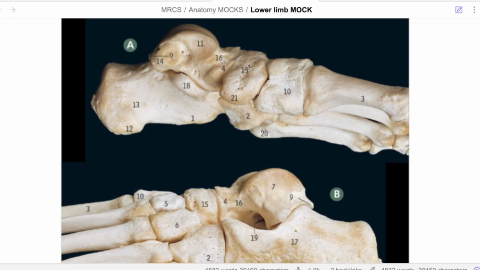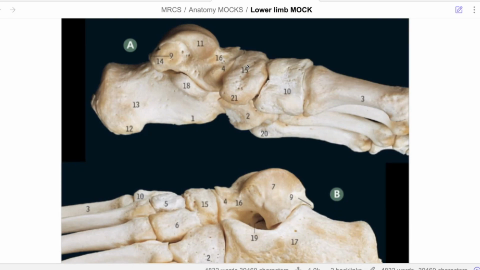What is 15? Sir, 15 is navicular bone. Yeah, so again, always say left navicular bone. All right. What is number 18? Sir, number 18 is sustentaculum tali of the left calcaneum. Excellent.